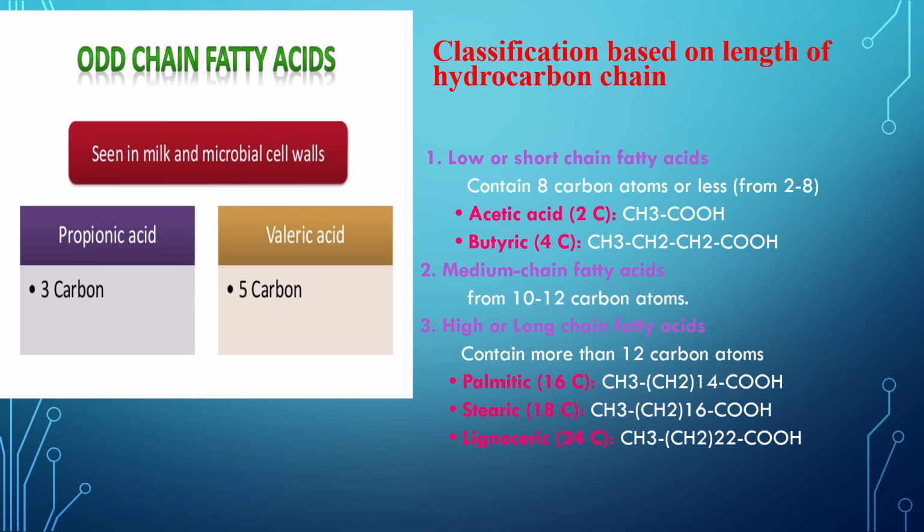Then classification based on the length of hydrocarbon chains. They can be low or short chain fatty acids. So they range from 2 to 8 carbon atoms in the hydrocarbon chain, and more than 8 to 12 carbon atoms come in the category of medium chain. From 12 onwards to 20 is the long chain fatty acid, and 20 onwards, the 21st one onwards, are very long chain fatty acids. So acetic acid and butyric acid are short chain fatty acids, most common.